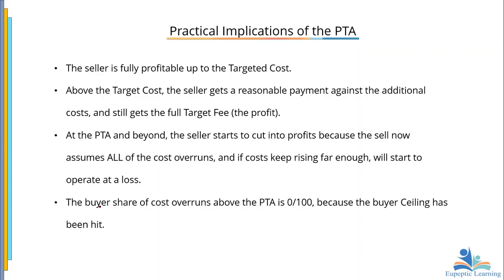Now, the buyer's share of cost overruns above the point of total assumption is, you remember, we said that it is a certain ratio. Let's say 75 for the buyer and 25 for the seller on overruns. But at PTA and above, the buyer has no percentage of it. All of it goes to the seller and he has to pay.